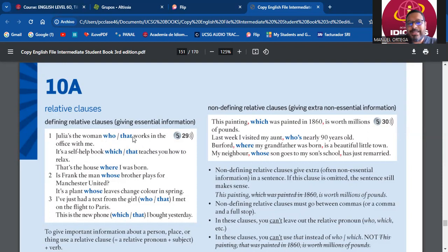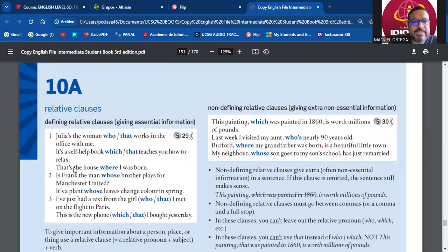Okay. What is the clause? The clause is what comes after the connector. The connector is what you see there in blue: who or that. Julie is the woman who works in the office with me, or Julie is the woman that works in the office with me. So when the sentence is about a person, you use who or that.